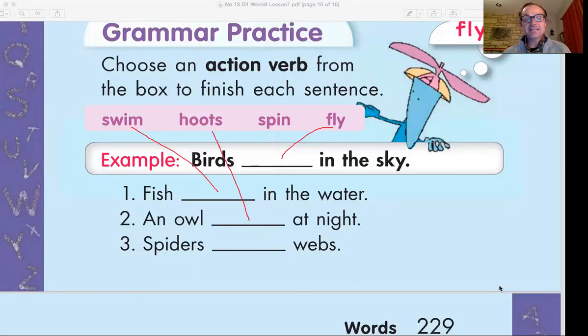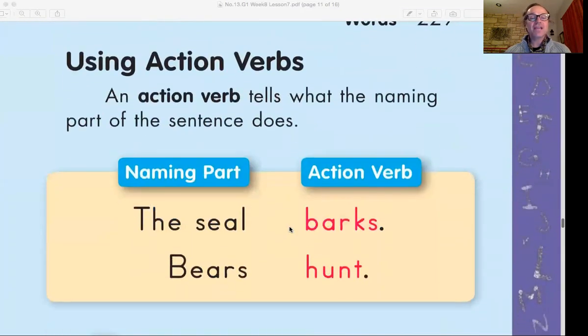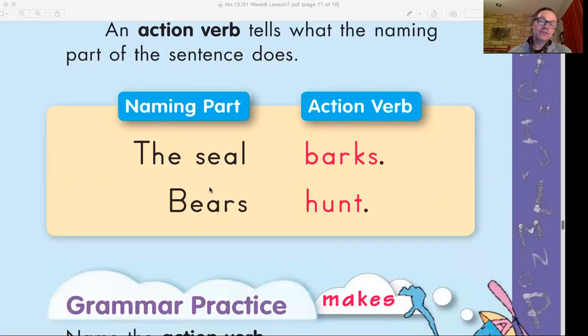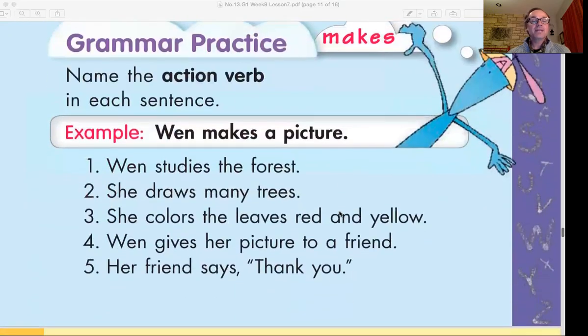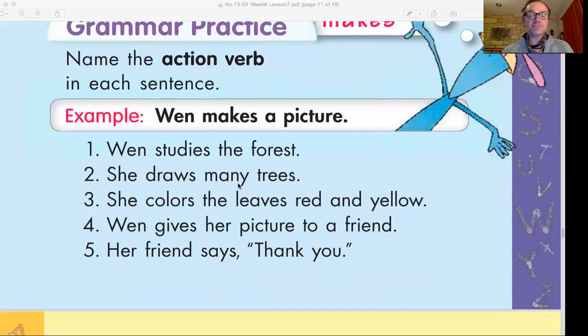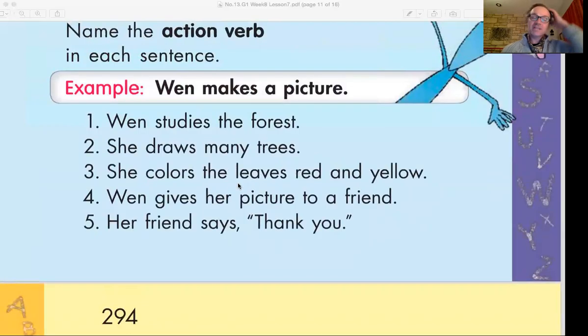Those verbs, they tell what is happening. They tell something that is going on. Using action verbs. An action verb tells what the naming part of the sentence does. It tells what it does. The seal barks. Bears hunt. So it tells what the noun does. Name the action verb in each sentence. So I want you to go down through these sentences and the example and circle the action verb. And then I'll show you what the answers are, okay?